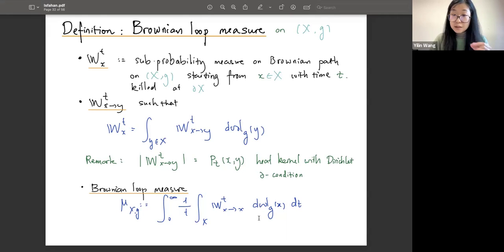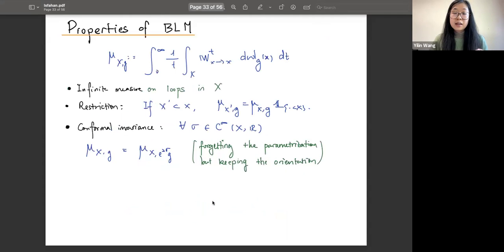And this is a measure. It gives you a measure on loops. And this is called W on mu xg. This is a measure on loops, and it's an infinite measure.